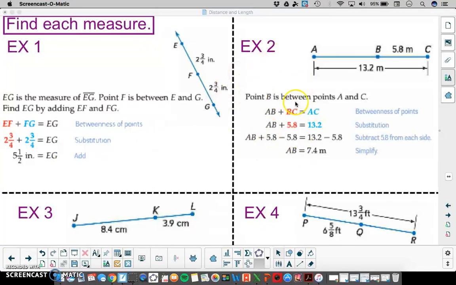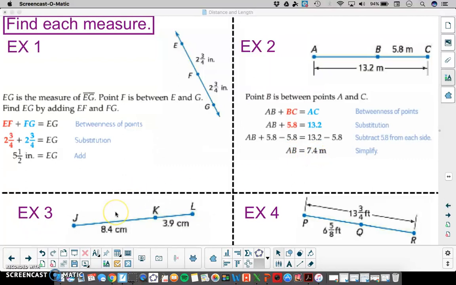In example 2, we have point B that's between points A and C. The measure of AC is 13.2 meters. The measure of BC is 5.8 meters. We can use betweenness of points to set up an equation here. AB is the piece that we're missing. BC is 5.8 and AC is 13.2. So we can substitute those values in, subtract 5.8 from both sides, and substitute to get AB equals 7.4 meters.